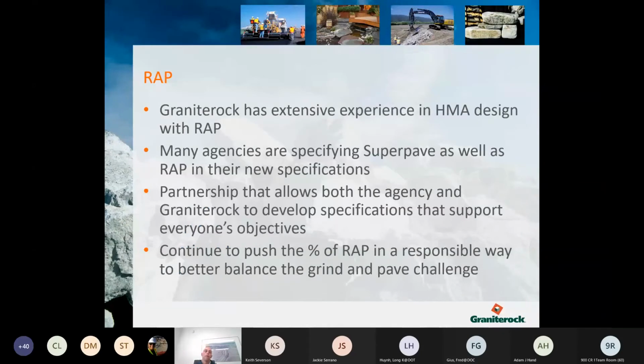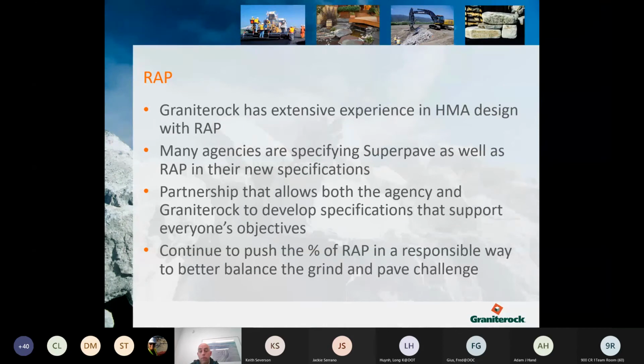So at the end of the day, just for Graniterock, we have a lot of extensive experience in putting together HMA designs with RAP. We're starting to see agencies use SuperPave. A lot of agencies are starting to add higher RAP contents or put RAP in their specs. So I think we're here. I'm here. We have a lot of good folks in industry that work for Graniterock.